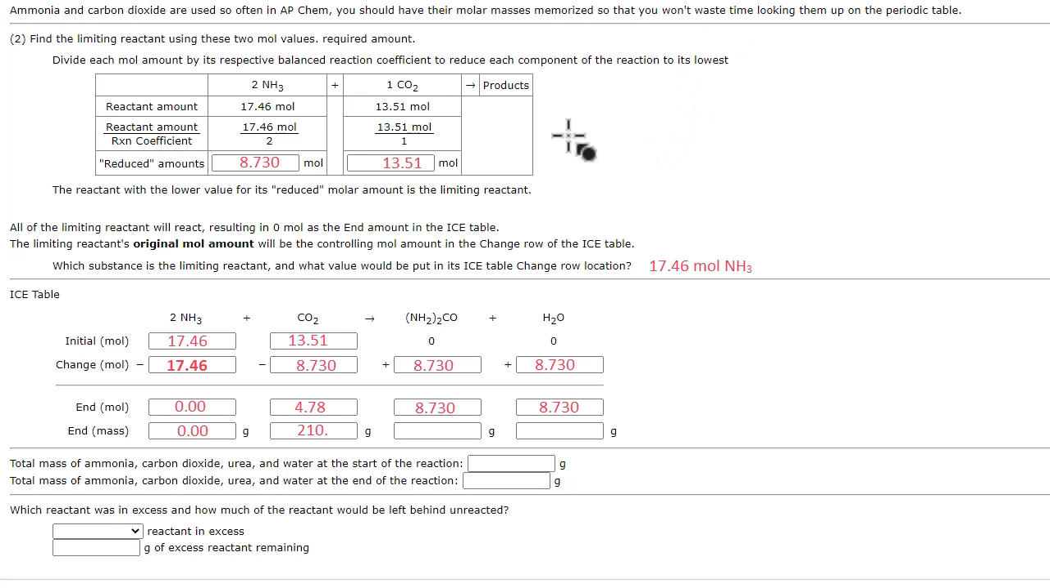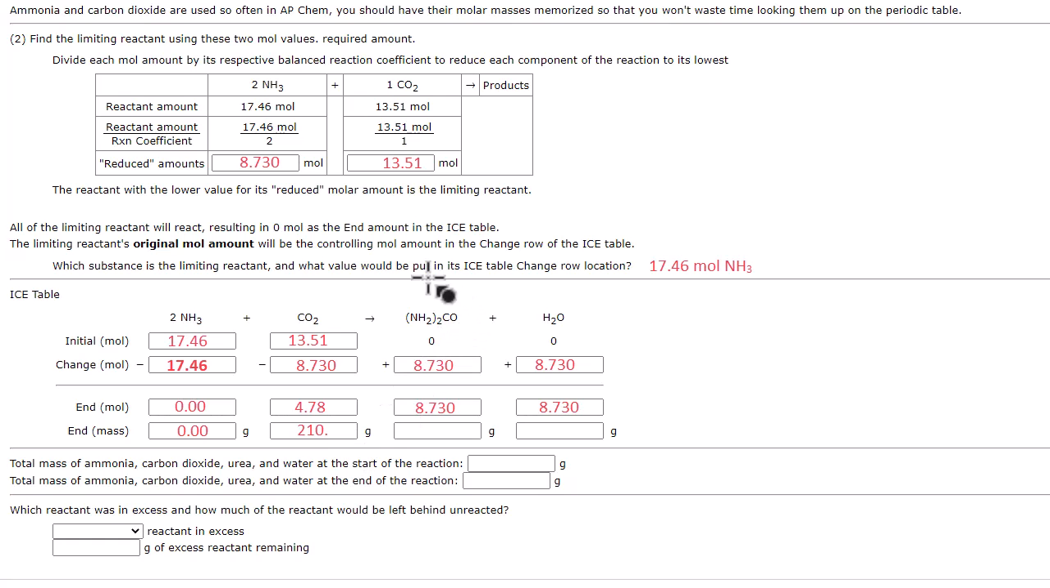210 grams. Now, we started with 597 grams, and we've got 210 left over. We didn't have to put that much CO2 in. We could have just put in the original amount, this 8.73 moles of CO2, and that would have been sufficient. But we put in 13.51, so we got some leftovers, some extra CO2 that you're going to have to get rid of.